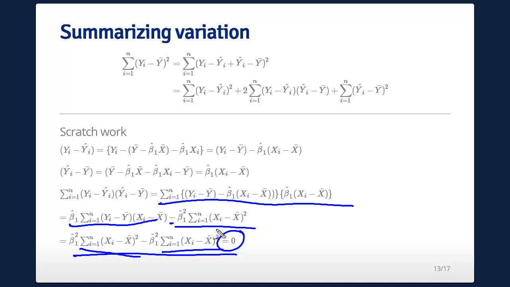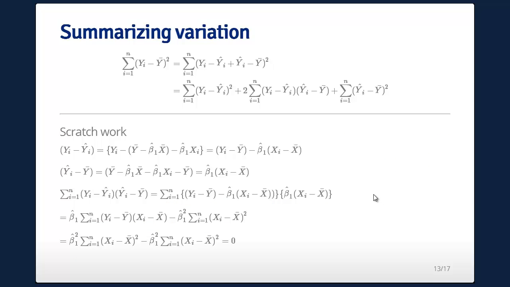So, I have used throughout that the sum of xi minus x bar is 0, and the sum of yi minus y bar is 0. So if you're having trouble recreating these details, make sure you remember those facts.